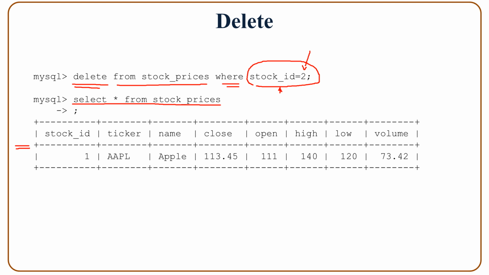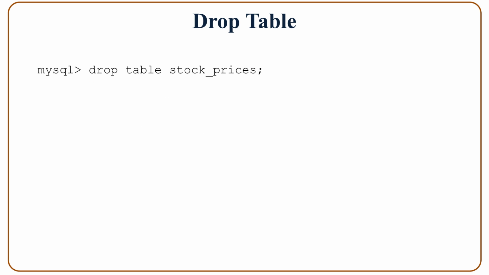Sometimes you need to delete a table. Then you say drop table, right? Drop table, and then you specify the table name. Drop table stock price would delete the table.